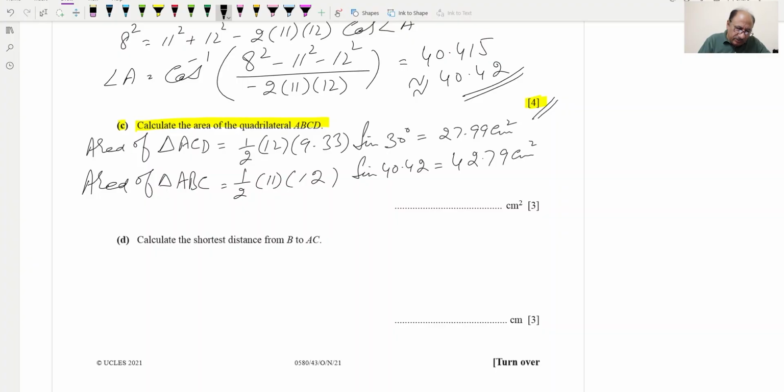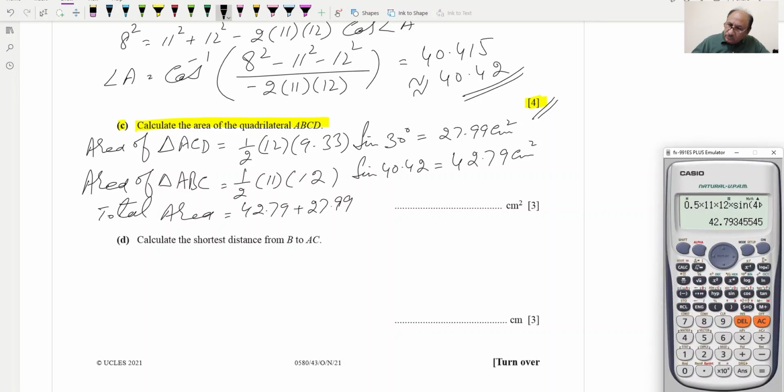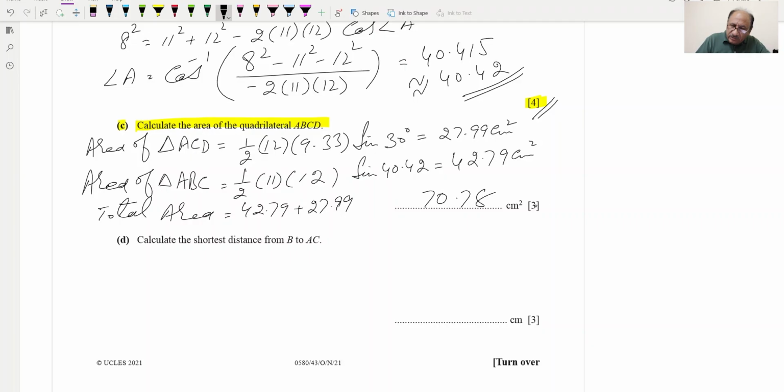Now we can add these two areas, so the total area required is equal to 42.79 plus 27.99, and this will be equal to 70.78 centimeters squared. This will be our final answer for 3 marks.